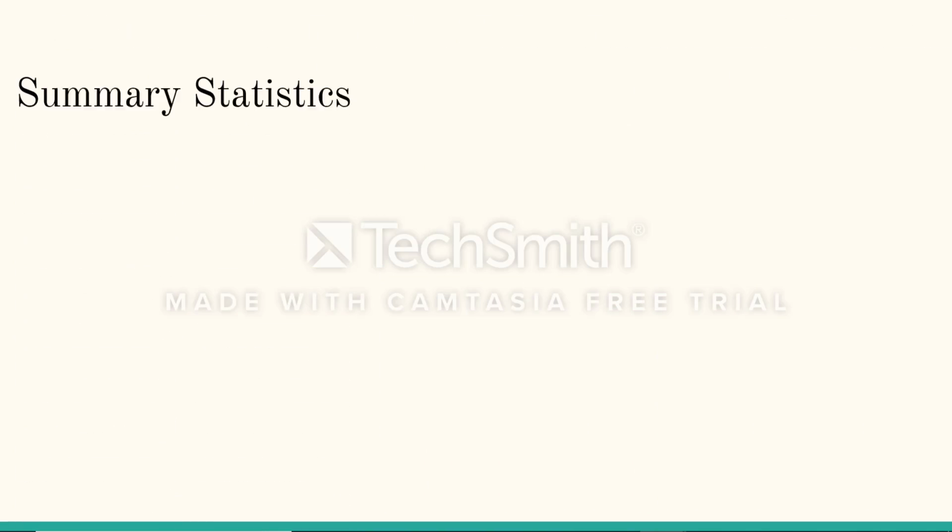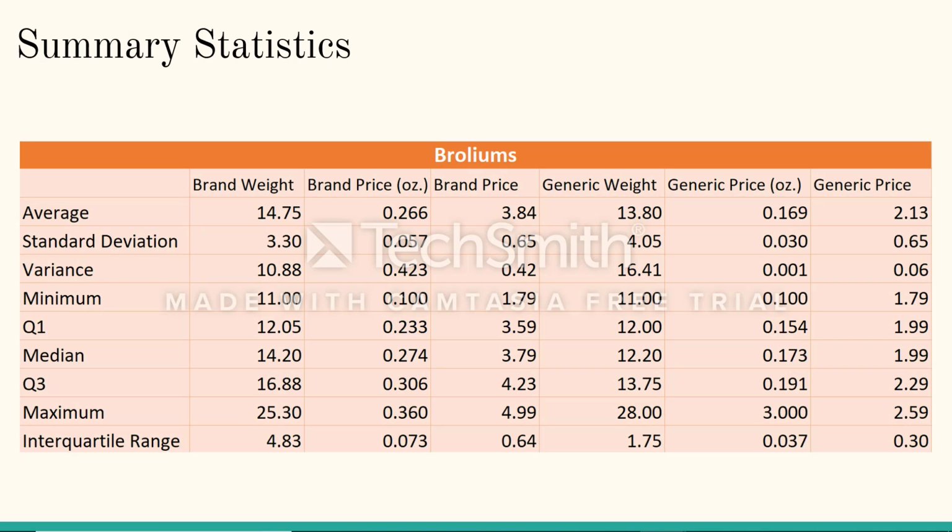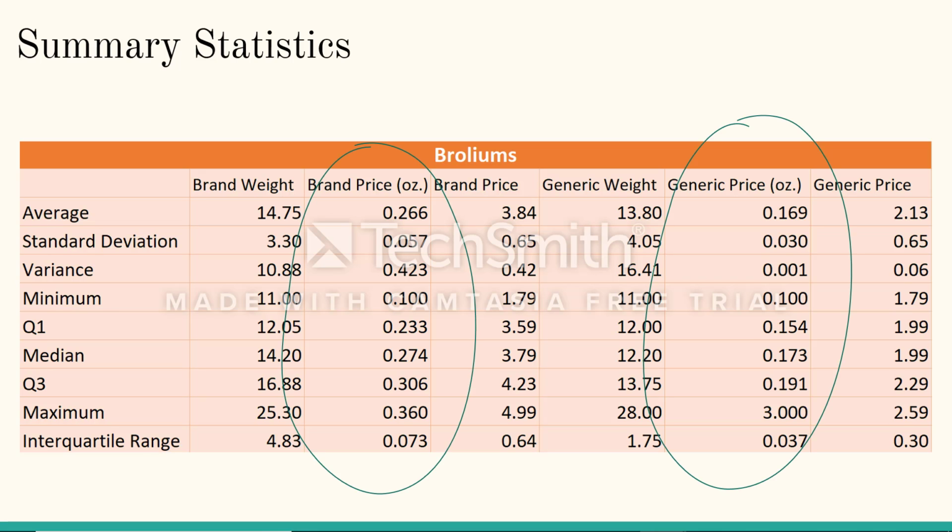Our summary statistics. Now, this is a lot of information. However, we want you to focus on the price per ounce section for brand and generic because this is the data we use to make the comparisons. In Brolums, the brand price per ounce average was 0.266 and the standard deviation was 0.057. And for the generic price per ounce, the average was 0.169 and the standard deviation was 0.030.